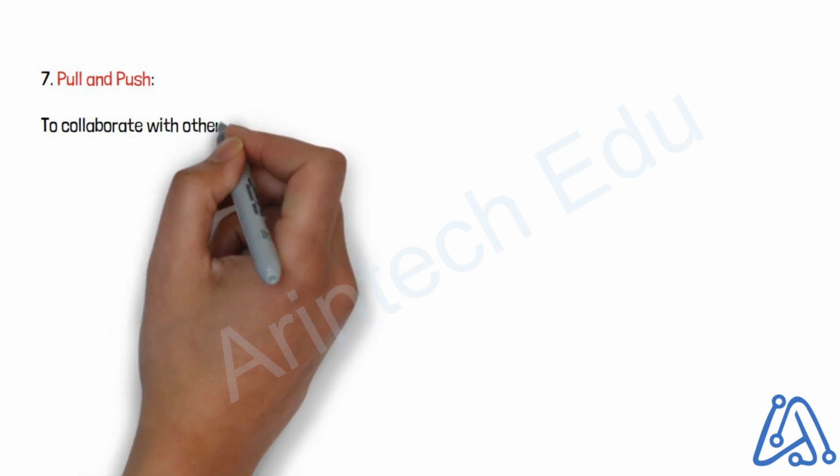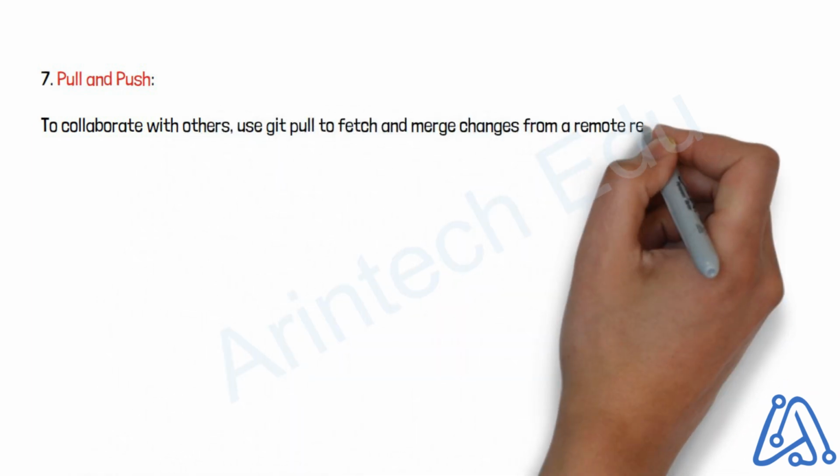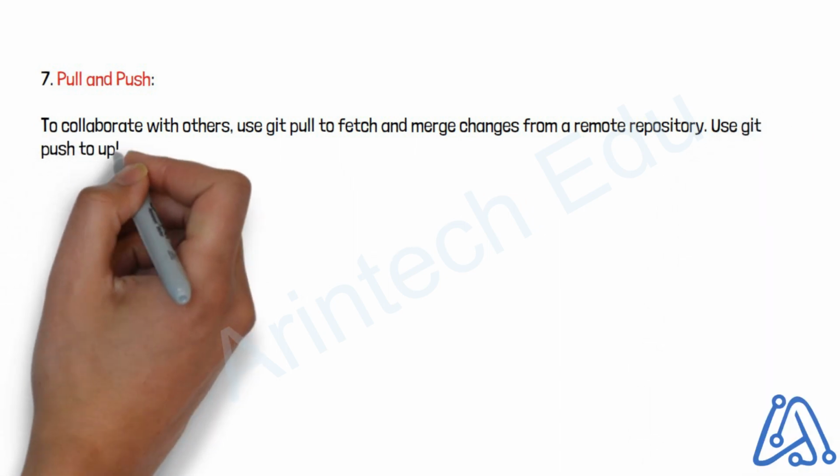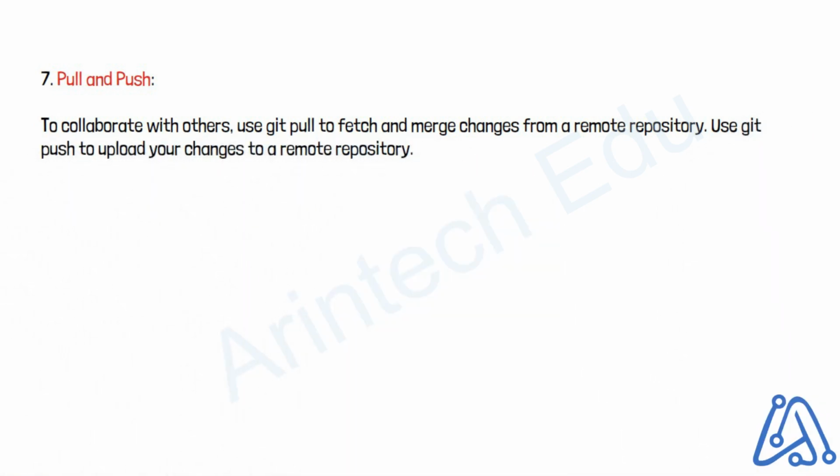7. Pull and push. To collaborate with others, use git pull to fetch and merge changes from a remote repository. Use git push to upload your changes to a remote repository.